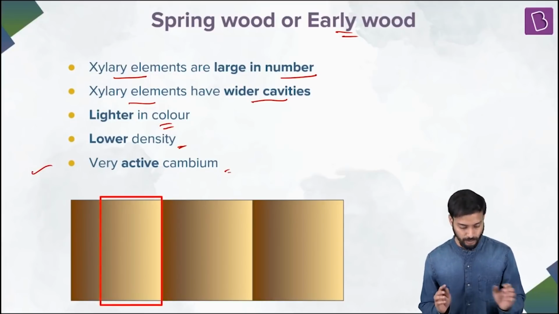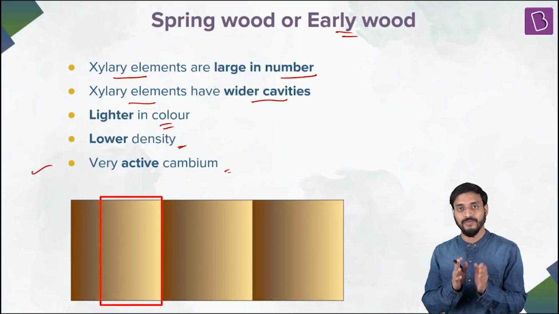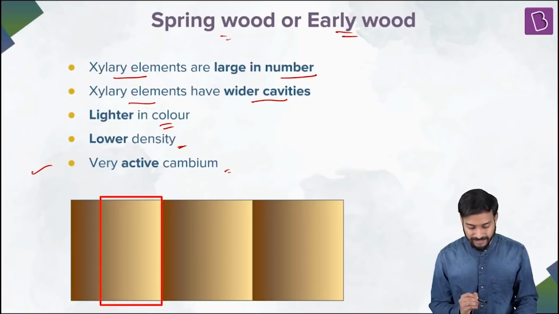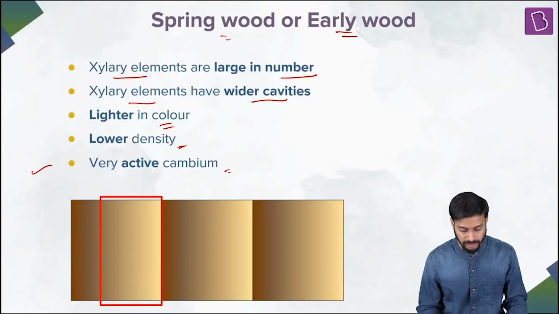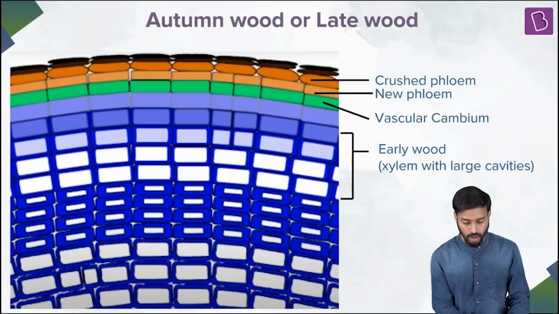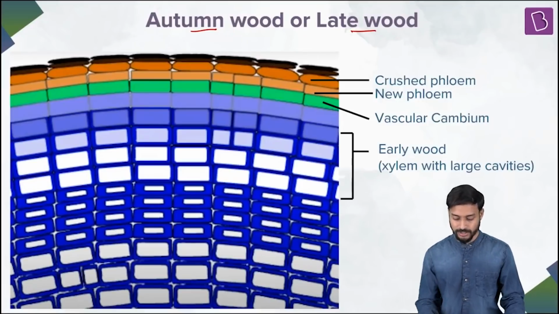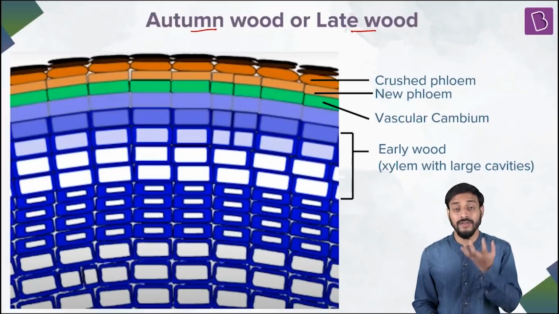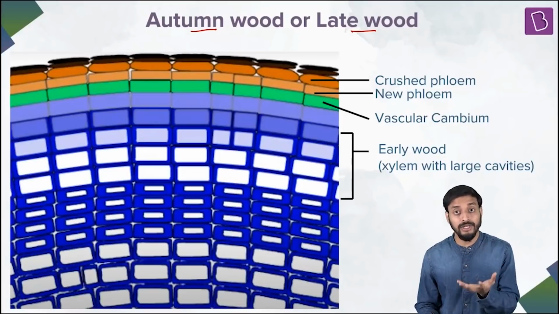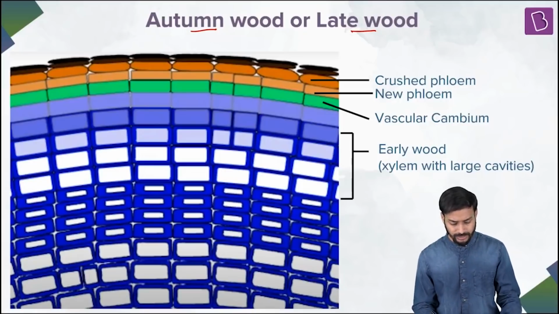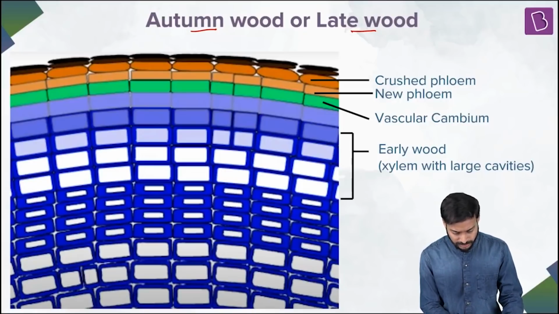Yes. So this portion is formed during the favorable season, or rather the spring season, the spring wood, also known as the early wood. Now the next is the autumn wood or the late wood. Now what happens when the season changes? Fine, when it's becoming drier, it becomes cold, the availability of water reduces in cold countries, right? The availability of water will reduce, availability of nutrients will reduce. Now see what happens.